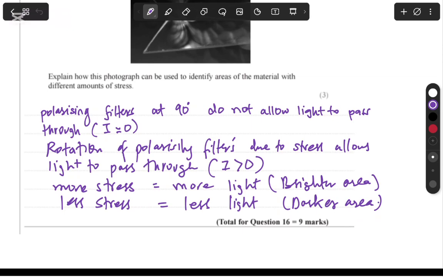Now more stress means that there is more light, so the area will be brighter. And less stress means that there is less light, so it represents a darker area. So you're going to get 1 mark for this, 1 mark for this, and 1 mark for this. So make sure you understand this application very well. And now I'm going to show you the mark scheme and the examiner report.